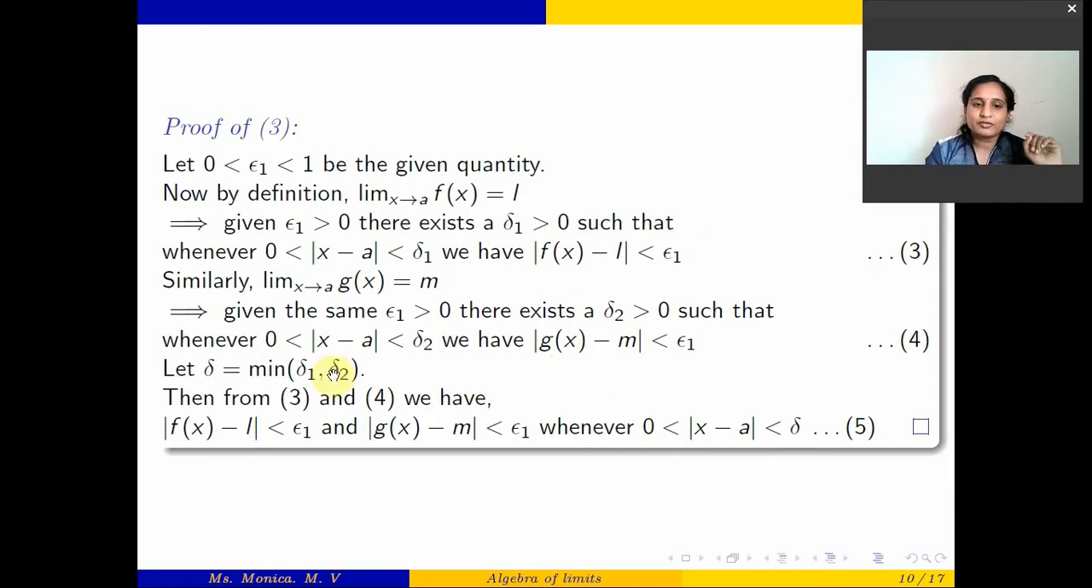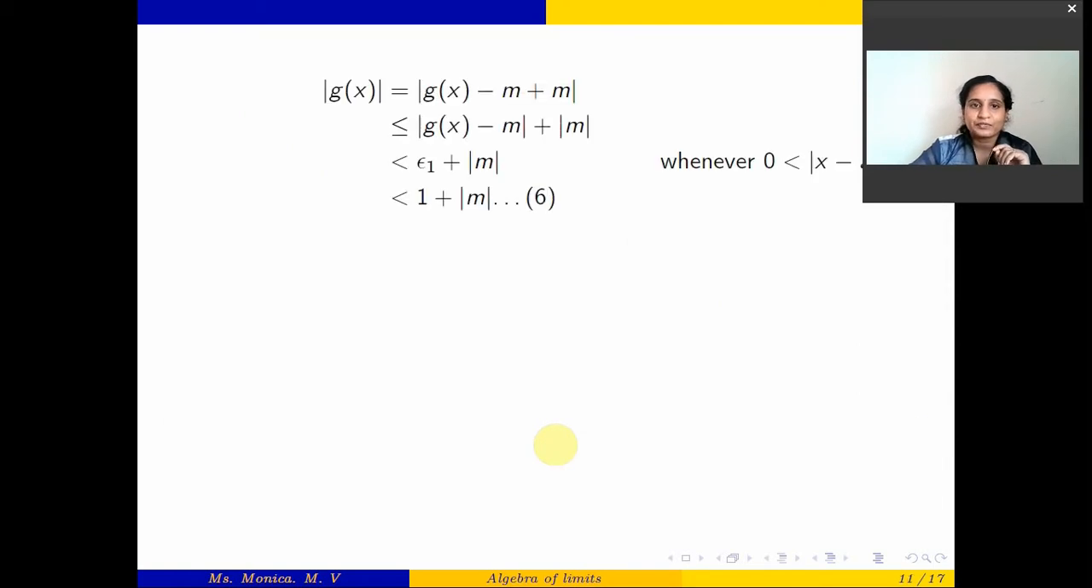So from 3 and 4 we have modulus of f of x minus L is less than epsilon 1 and modulus of g of x minus m is less than epsilon 1 when this condition is satisfied. Now there are a few things which I need to work out when I have a product. I will take this function g of x and talk about modulus of g of x. For the modulus of g of x, I will add and subtract m, that is minus m plus m. Again by the triangle inequality, I will split this. Mod of a plus b is less than or equal to modulus of a, this is the first term I will take, plus modulus of b.